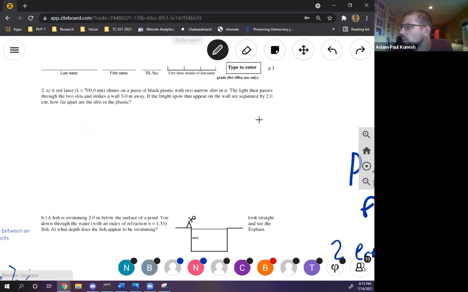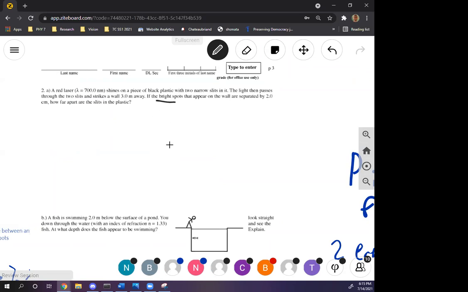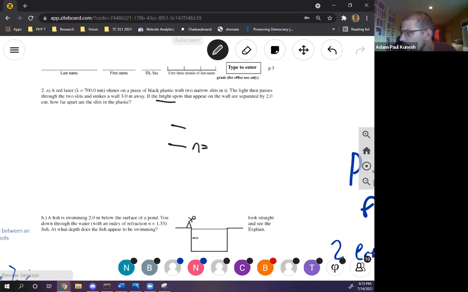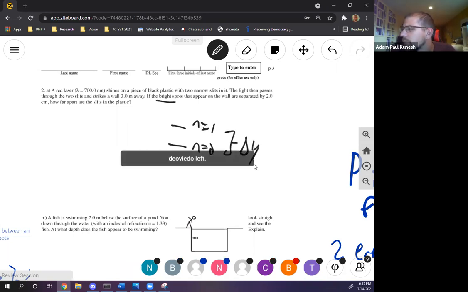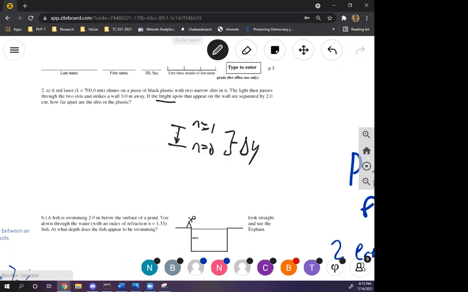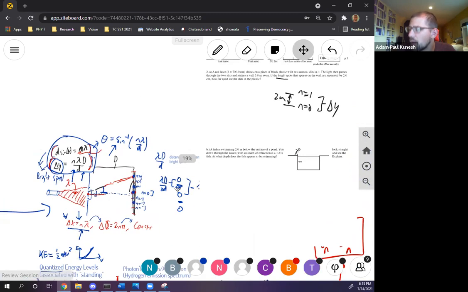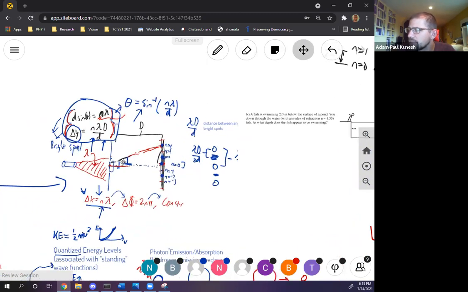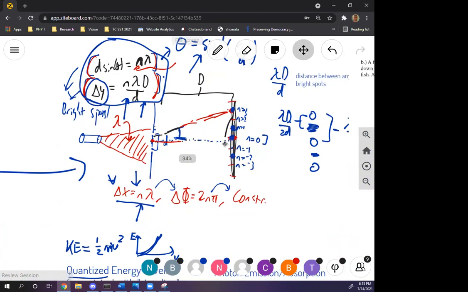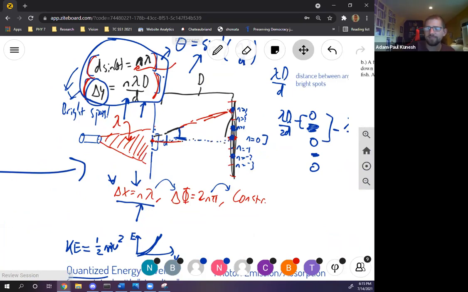Okay, sure. In this case, because the bright spots are separated by 2 centimeters, that corresponds to, for example, the n equals 0 bright spot and the n equals 1 bright spot. This distance between them, delta y, is 2 centimeters. That's right. The center is considered a bright spot as well, because the path length difference to the center is 0. Good. Thanks for the question.